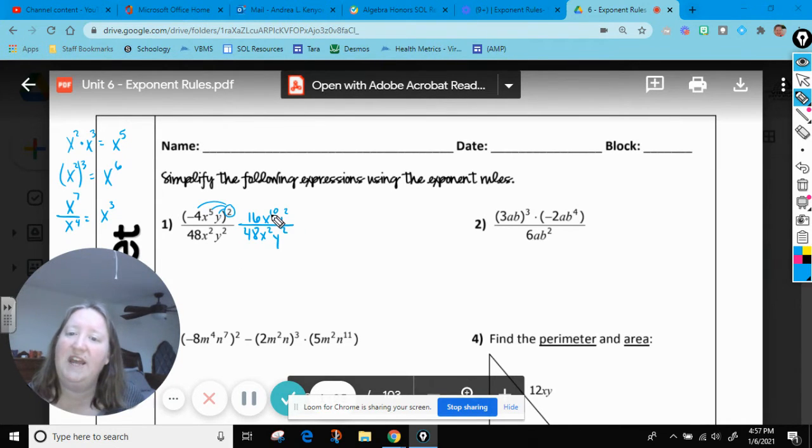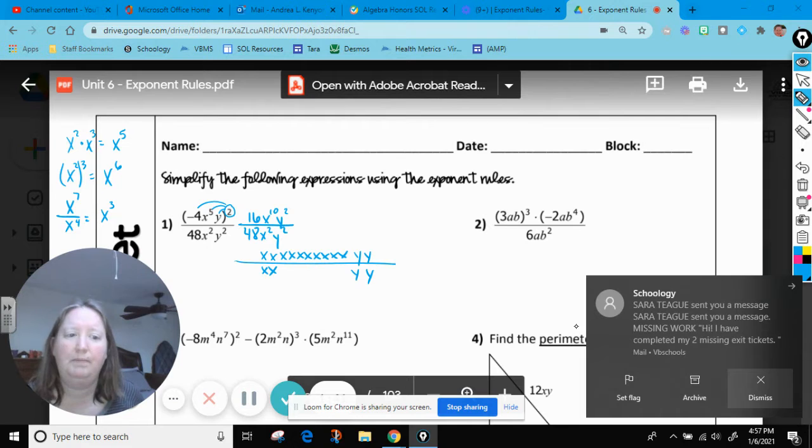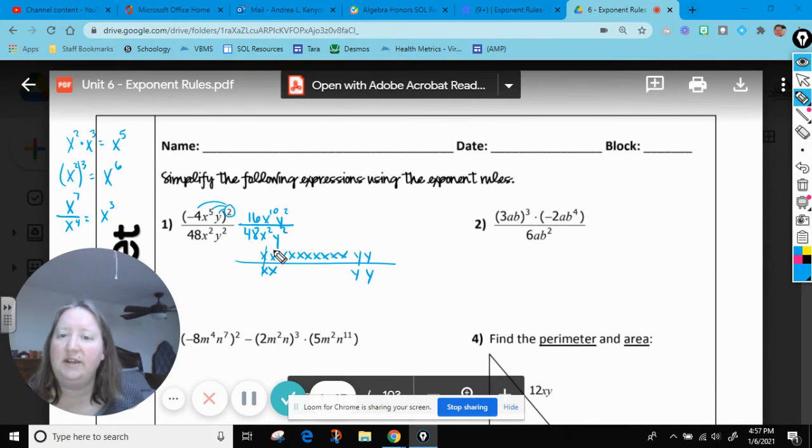So you have 10 x's on the top and 2 on the bottom. You can think about 1, 2, 3, 4, 5, 6, 7, 8, 9, 10, expanding them out like this, and 2 on the bottom. And then you could think of the y's, 2 y's on the top, 2 y's on the bottom. And now you can cancel what you have in common on both the top and the bottom. Now, don't get crazy. Some people started trying to cancel up here like sets of 2. No. You have to have one on the top and one on the bottom, okay?